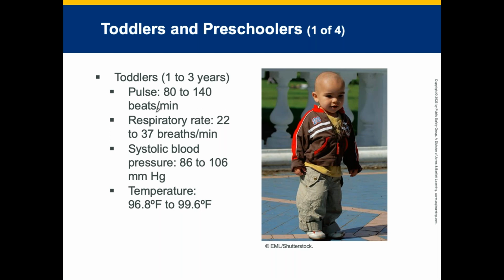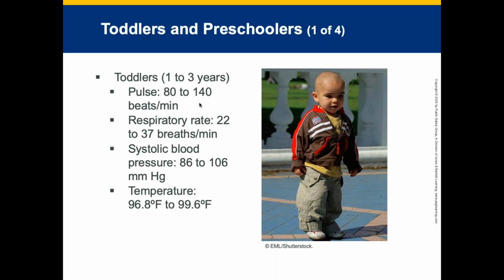So look at some of the physical changes of the toddler from 1 to 3 years. The pulse rate is now between 80 and 140 beats a minute. The respiratory rate is between 22 and 37 breaths a minute. Your systolic blood pressure is now between 86 and 106. And the average temperature is between 96.8 and 99.6, usually leveling off at 98.6 by preschool age. Also, the toddler's lungs continue to develop more terminal bronchioles and alveoli, so now we're going to start seeing higher volume and better gas exchange.